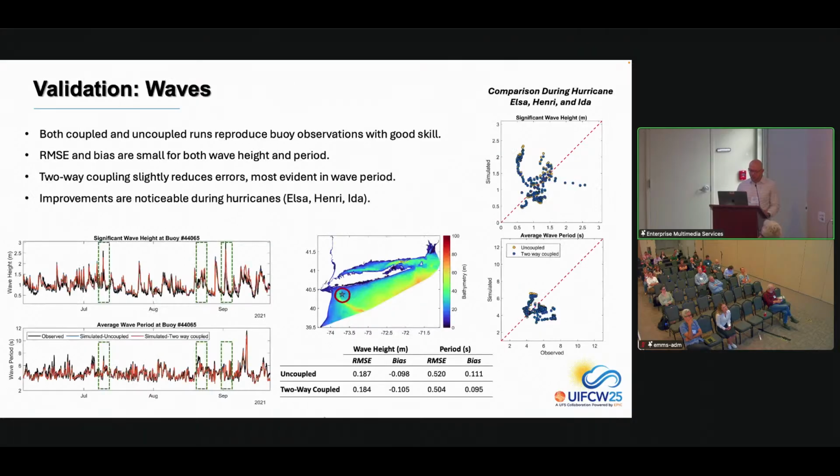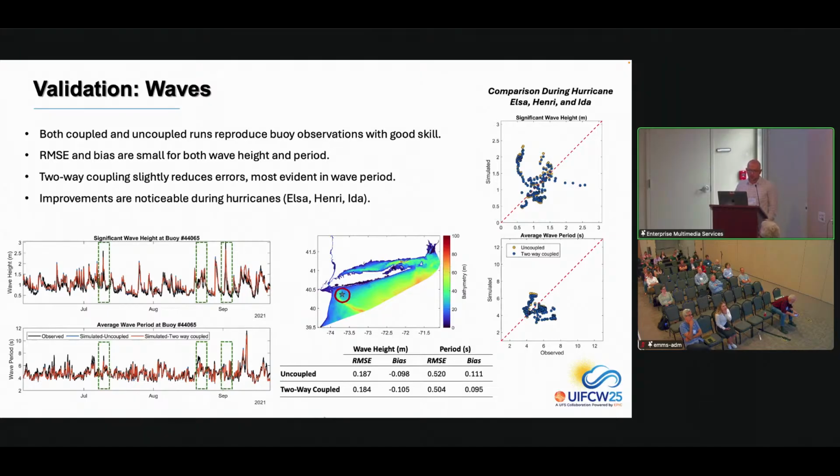And then we move to the validation of the waves. The figure on the left shows the significant wave height at the top, and at the bottom is average wave period. At the location of the buoy shown on the map, the boxes show when the hurricane happened. The black line shows the observed data, blue is uncoupled wave, and the red is simulated two-way coupled wave. Overall, both models, uncoupled and two-way coupled, produce very good results.